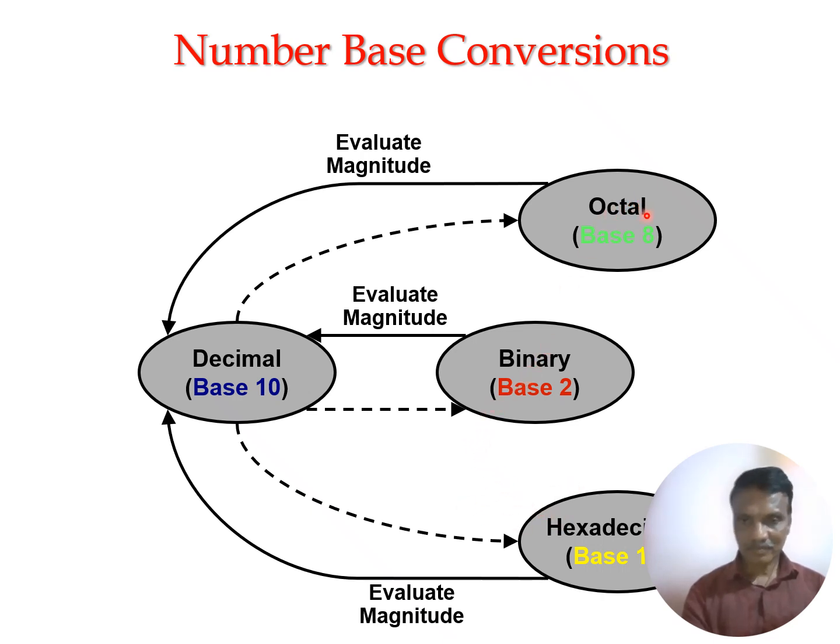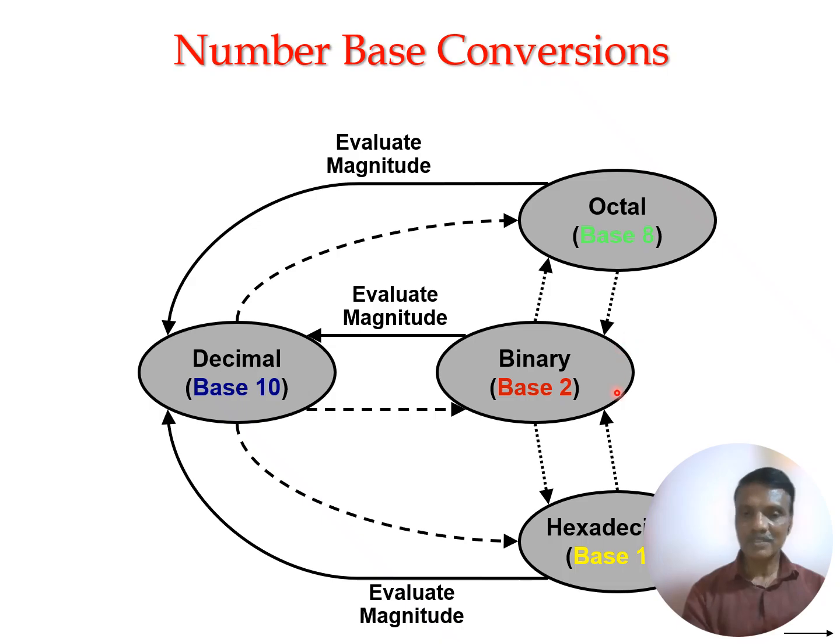And then any base to decimal conversion. The straight line shows any base: octal to decimal, binary to decimal, hexadecimal to decimal. And then apart from these two conversions, there are also intermediate conversions: octal to binary, binary to hexadecimal, or hexadecimal to binary, binary to octal. So intermediate conversions are also there.